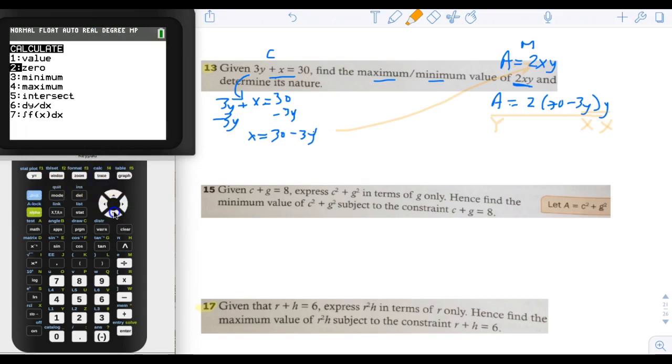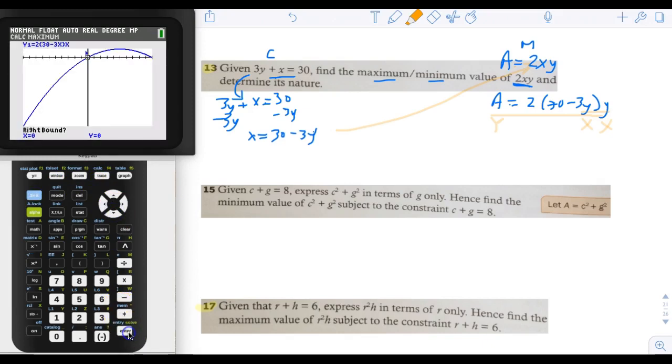Of course, we're going to use second calc maximum because it is a maximum point. Oops, and the left will be on the left. The right needs to be on the right side. Moving over to the right side of the maximum, hit enter again. Doesn't matter what my guess is, and the maximum is 5, 150. The 5 corresponds to the small y, and the 150 corresponds to a. Okay? And it asks for the maximum value of 2xy. That's equal to a. So our answer is 150, and 150 is a maximum, right?